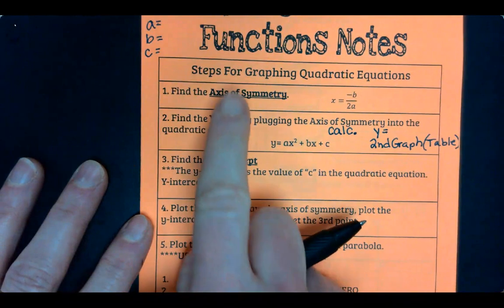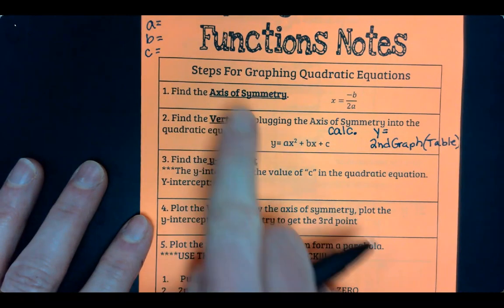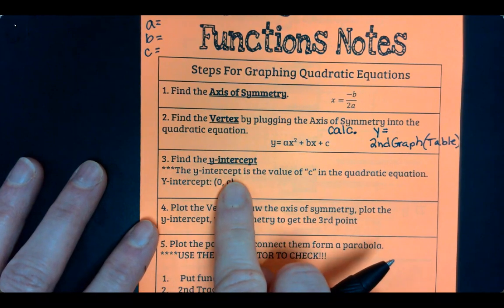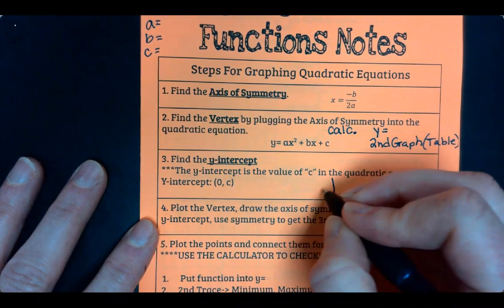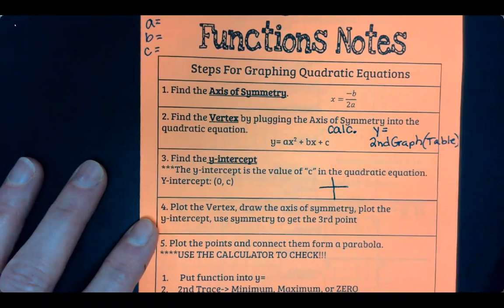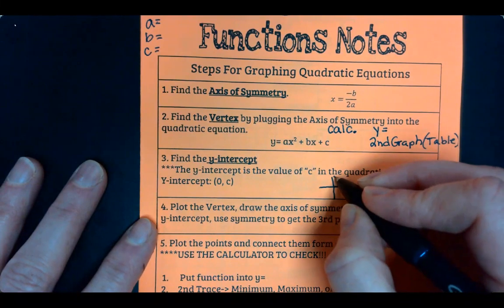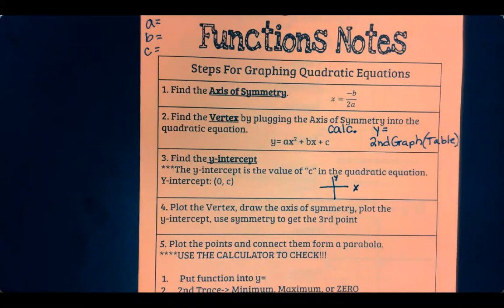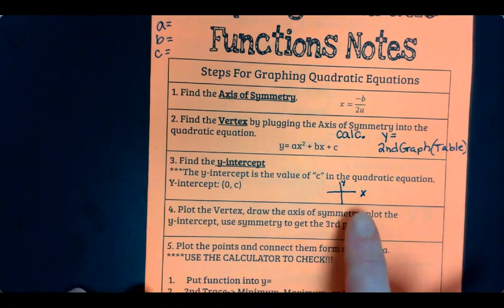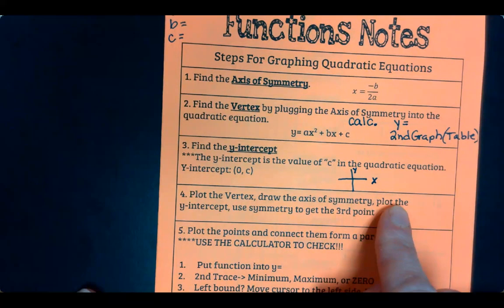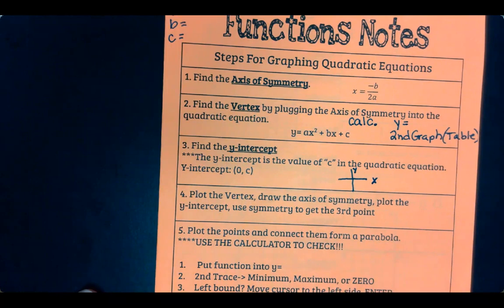So you have your axis of symmetry, draw your dotted line down the middle. Your vertex is the point where it changes direction. Your y-intercept is where it crosses the y-axis. So just as a reminder, draw your x and y-axis. Label your x and label your y, just so that you can remember that. Okay, then step 4 is plot the vertex, draw the axis of symmetry, plot the y-intercept, and use symmetry to get the third point. So we're actually going to end up graphing 5 points.